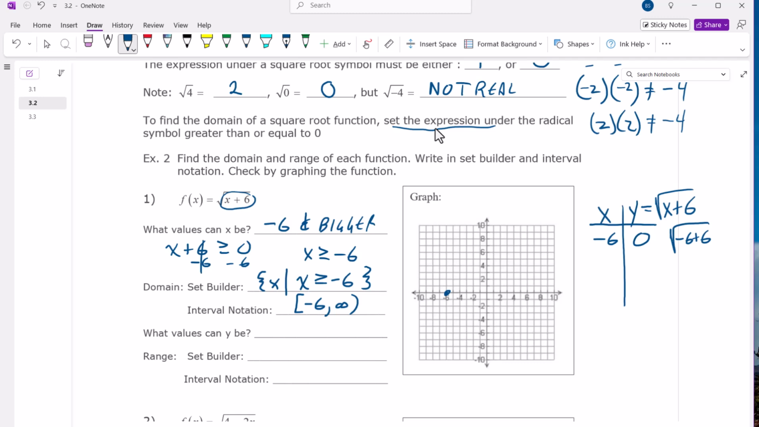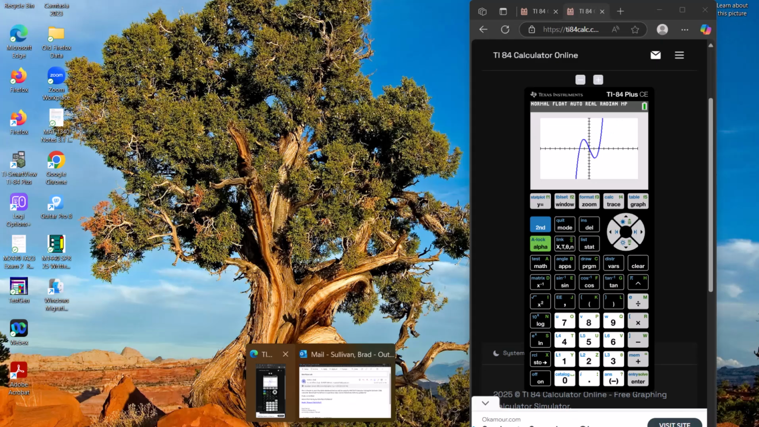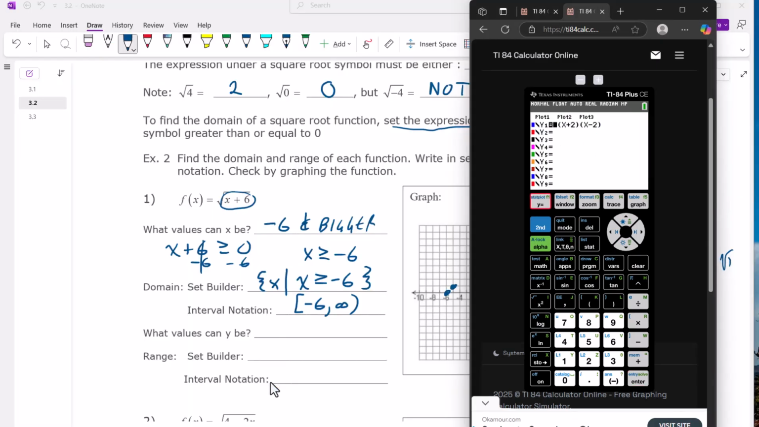And then if you just pick some numbers bigger, like -5, you would have square root of -5 plus 6, which is square root of 1, so that's 1. You'd have a point -5, 1, and so forth. So you could go through and pick numbers bigger than -6 and fill that out, or you can go to a graphing calculator, like I'm going to do, and you just put y equals square root x plus 6, go zoom 6. That's what your graph basically looks like.